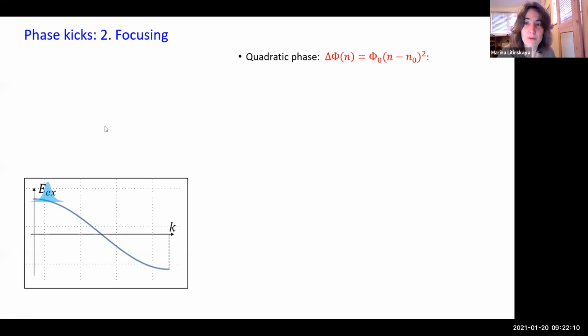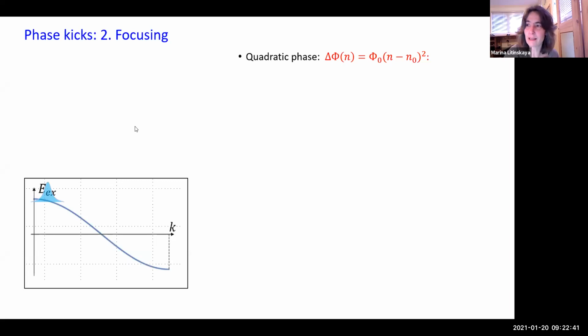And thing number two is focusing. So assume that we have a broad excitonic wave packet and we want to localize it on a specific lattice site. What would be a phase transformation that would do the job? It would be a quadratic phase. By analogy with optics, we know that a lens, a focusing lens, is a quadratic phase transformation, right? So let's try this thing.